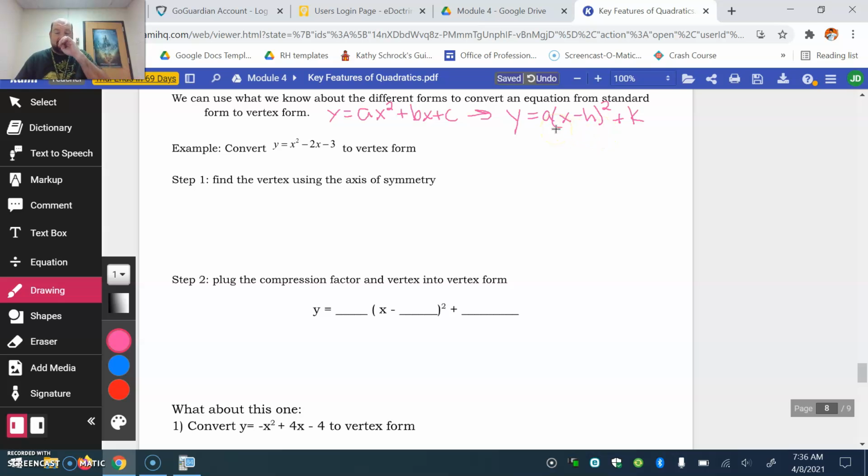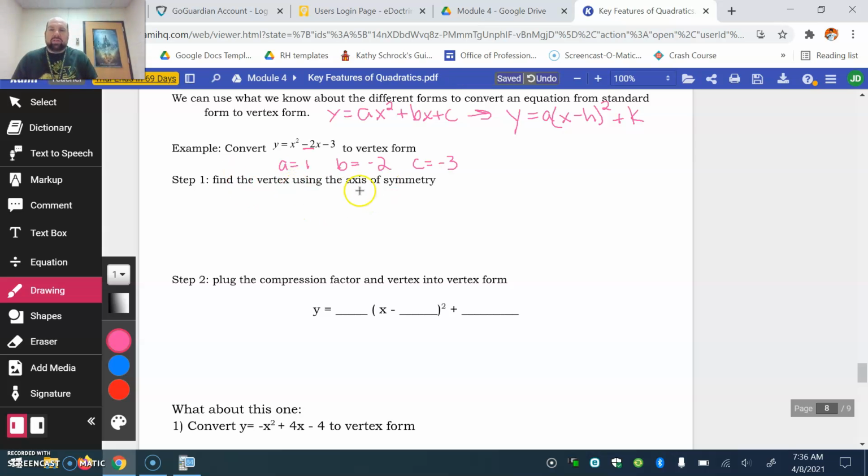Now what's nice is a stays the same, okay? There is no number in front of the x squared, so I know my a already is 1. B is this middle term, that's -2, and C is -3. I'm not really going to need C in this, okay?